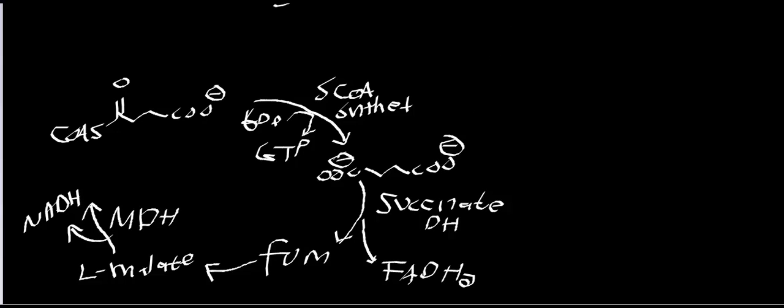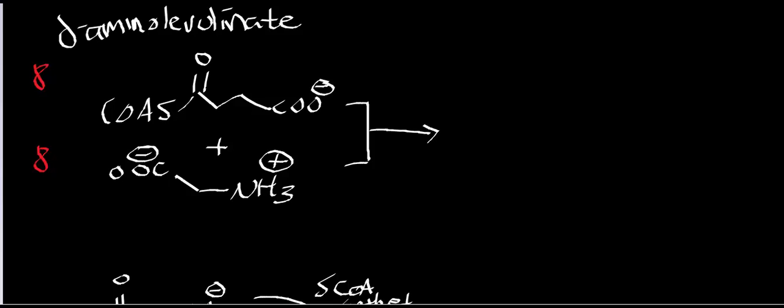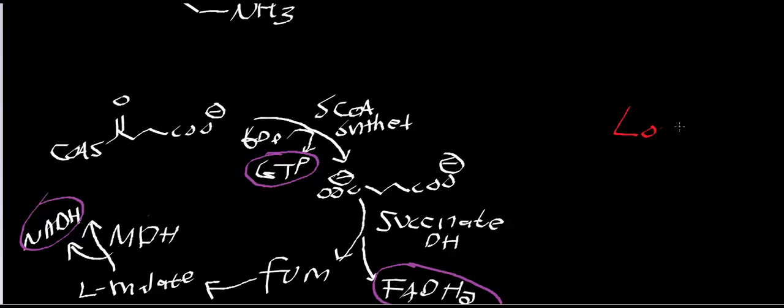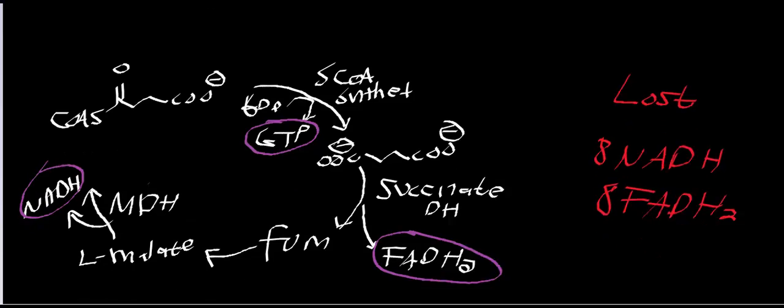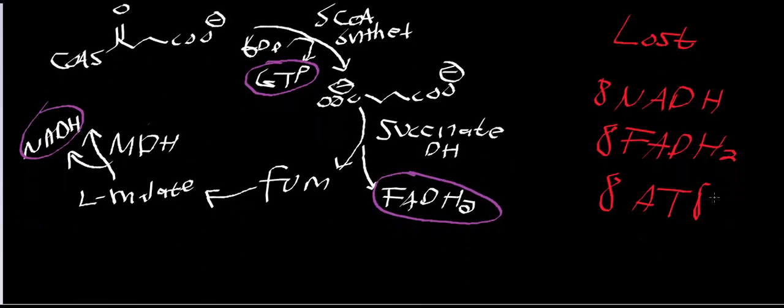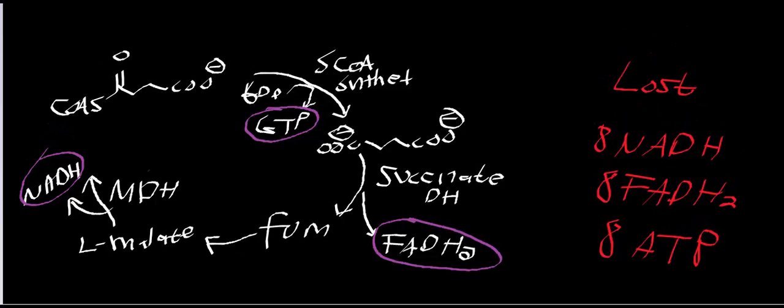So let's circle all the good things we would have normally got out of succinyl-CoA metabolism. Well, I got out a GTP, which will go form ATP. I get out an FADH2, and I get out an NADH. So let's think about this. If I take 8 succinyl-CoAs out of the TCA cycle to make one heme, I end up losing 8 NADHs, 8 FADH2s, and also 8 ATPs. So this is a very energetically exhaustive process. You don't want to have to do this if you don't have to.